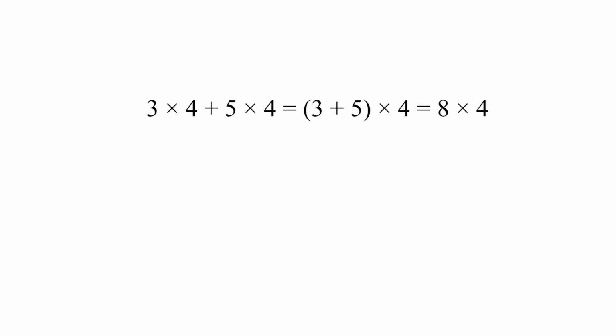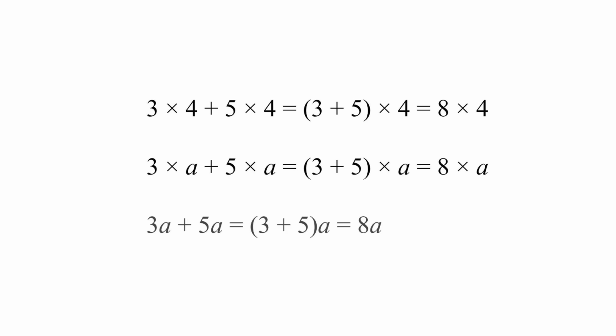To add and subtract algebraic terms, they need to have exactly the same algebraic factors, because it is an application of the distributive law. For example, 3 times 4 plus 5 times 4 is equal to 8 times 4. We also have 3 times a plus 5 times a is equal to 8 times a, which is the same as 3a plus 5a equals 8a. That is, we are using the common factor of a to group the terms together.